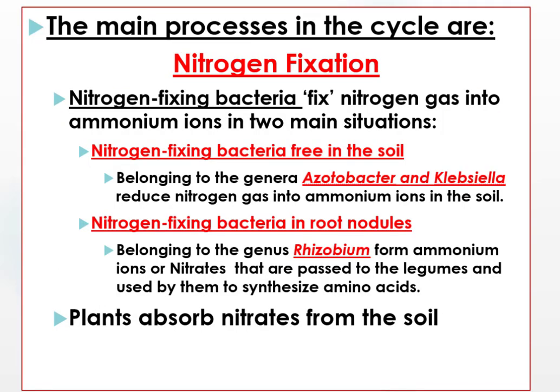The main processes of the nitrogen cycle. The nitrogen cycle involves the following major processes. The first one is nitrogen fixation. Nitrogen fixation is the process by which atmospheric nitrogen is converted to nitrogen containing compounds.